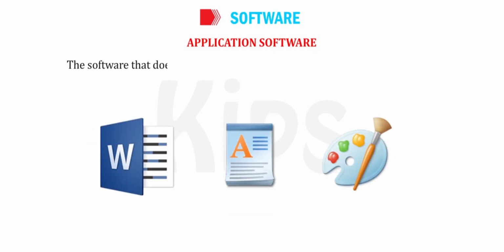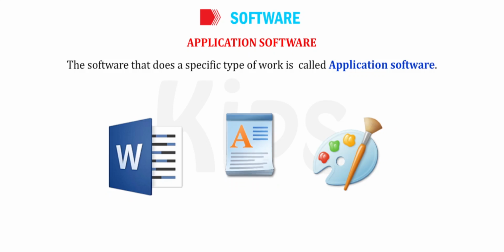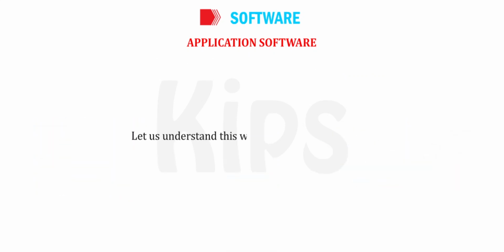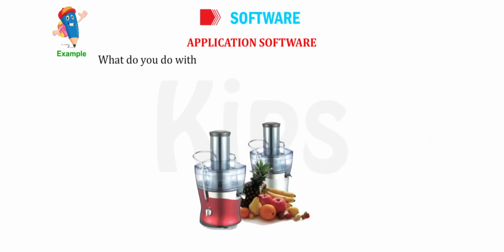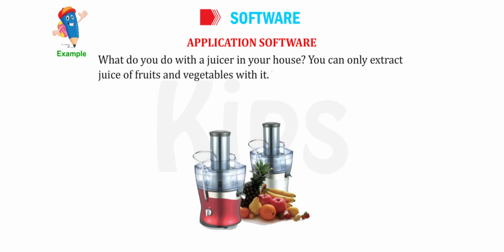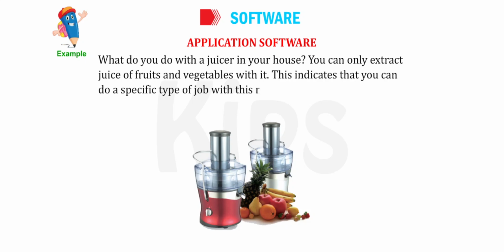Now let's have a discussion on application software. The software that does a specific type of work is called application software. Let's understand this with the help of an example. What do you do with a juicer in your house? You can only extract juice of fruits and vegetables with it. This indicates that you can do a specific type of job with one machine.